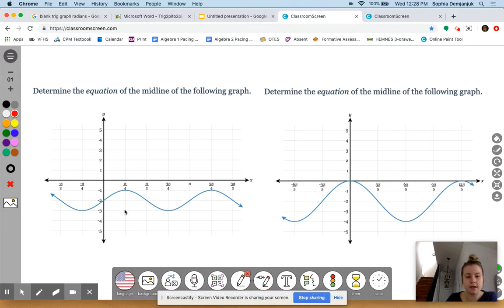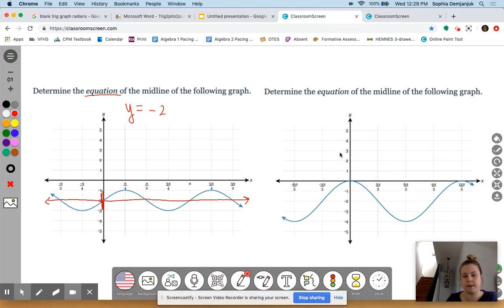So if I know that my entire trig graph takes up from -1 to -3 for the range, the midline is going to be directly in between from -1 to -3. So right in between that, we can see is -2. But when we're talking about the midline, it's asking us to determine the equation of the midline. And when we're working with equations, if we have a horizontal line going from left to right, the equation is always going to be y equals. So if I'm looking at this, my y equals -2.